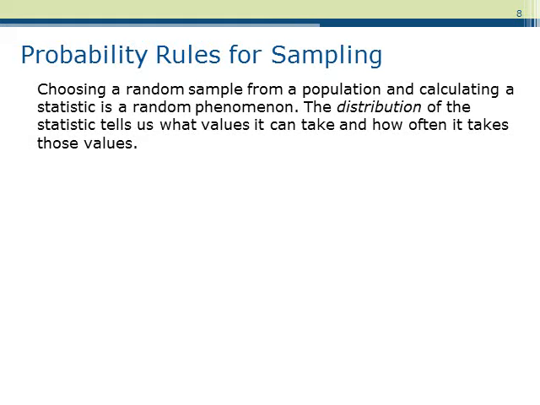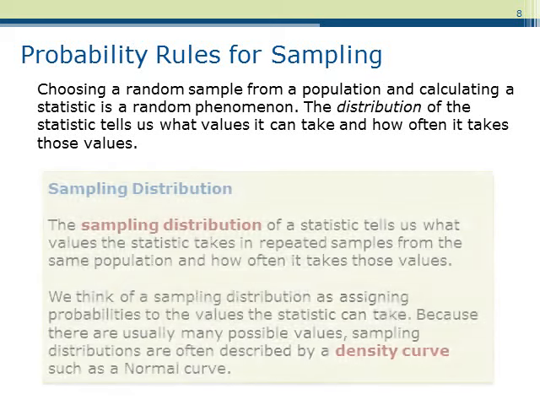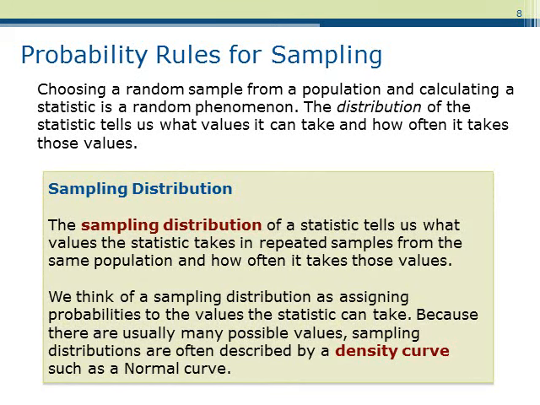Let's relate this theory to something we talked about during part 1 of the course. Recall when we discussed sampling, the value of a statistic changes from sample to sample due to sampling variation, and thus is a random phenomenon. What values the statistic could take and how often these values are taken is prescribed by the statistic's distribution. The sampling distribution of a statistic tells us what values the statistic takes in repeated samples from the same population and how often it takes those values. We think of a sampling distribution as assigning probabilities to the values the statistic can take. Because there are usually many possible values, sampling distributions are often described by a density curve, such as a normal curve, rather than listing the outcomes and their probabilities in a table.